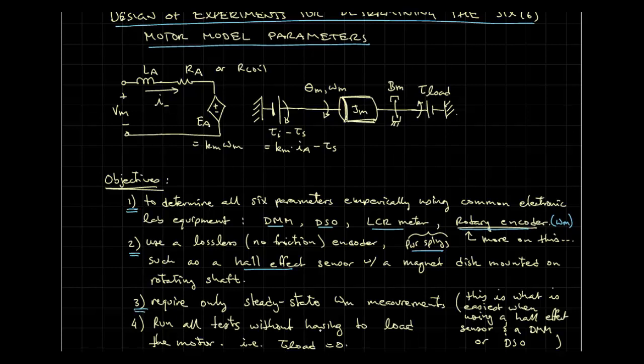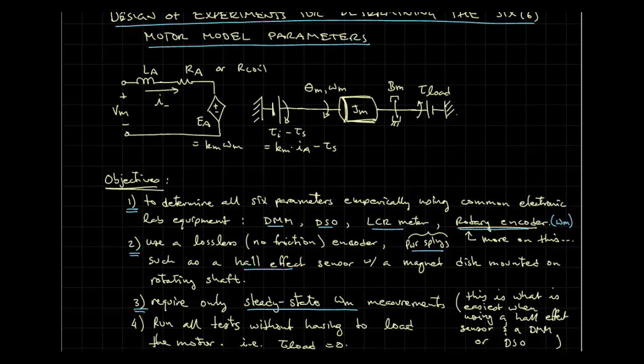This leads to a third requirement, which is to require only steady state omega m measurements. This is what's easiest when using a Hall effect sensor or an optical sensor and a digital multimeter or a DSO. Essentially, these types of encoders produce pulses. The number of pulses they produce per revolution depends on the specifics of the encoder in your setup, but there will be a fixed number of pulses per revolution, and so if you can count the pulses or count the frequency of the pulses, you can calculate the actual RPM, revolutions per minute, or radians per second of the motor shaft.